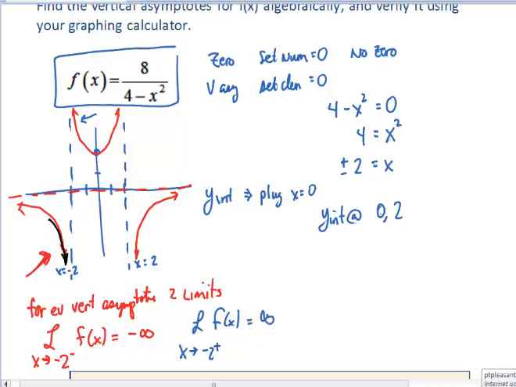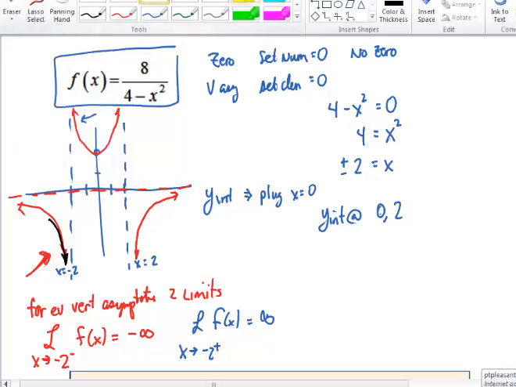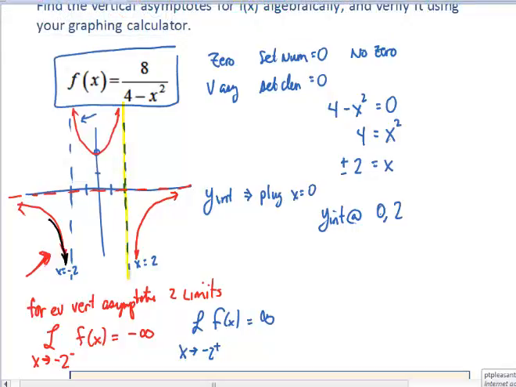When we look at this asymptote, the asymptote we're working on now, and we look at the direction from the left, we would write up that limit as x approaches, now remember, we're approaching 2 from the left, that's what that little negative sign means, of f of x will equal, because it's going off to positive infinity, we're going to put plus infinity.